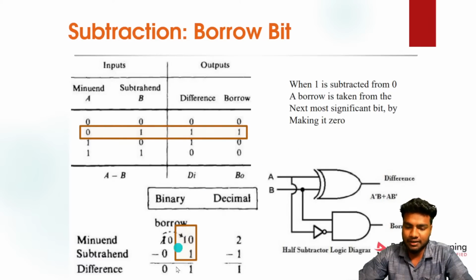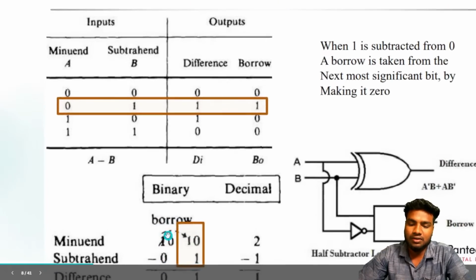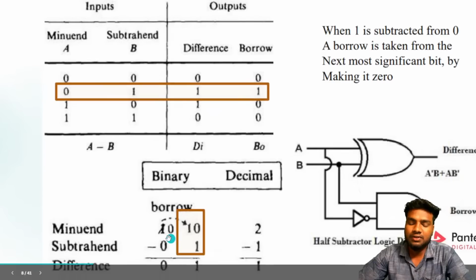So you can see here, if we are subtracting 0 minus 1, we can't subtract here, so we are borrowing a digit, borrowing the value of a bit from the MSB. So this is the LSB bit and this is the MSB bit. You can see here, this is LSB, this is MSB.